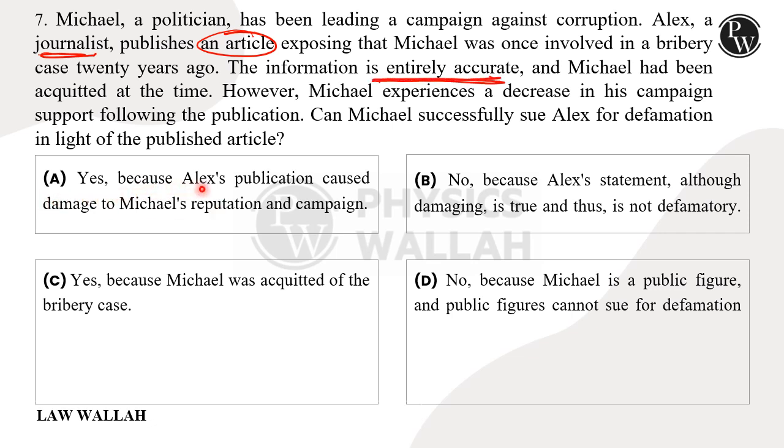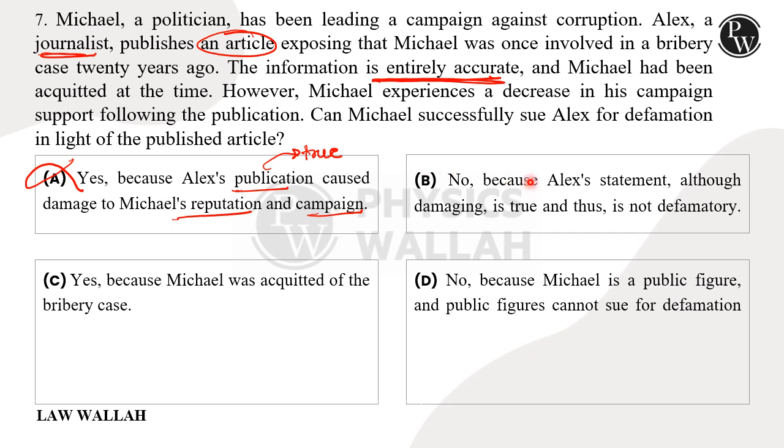Option A says yes, because Alex's publication caused damage to Michael's reputation and campaign. This is a wrong option, because the publication was of true and accurate facts, so whether the reputation and campaign were harmed or not is not our concern. The published information was true. That ends the case for the statement to be defamatory.